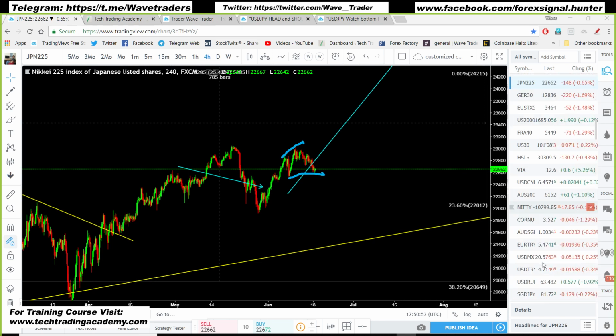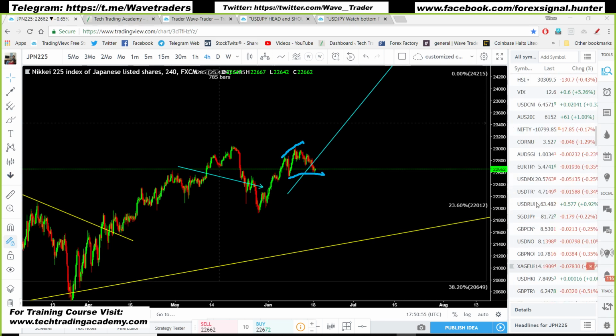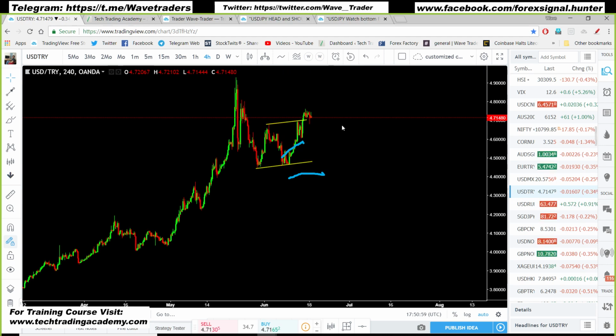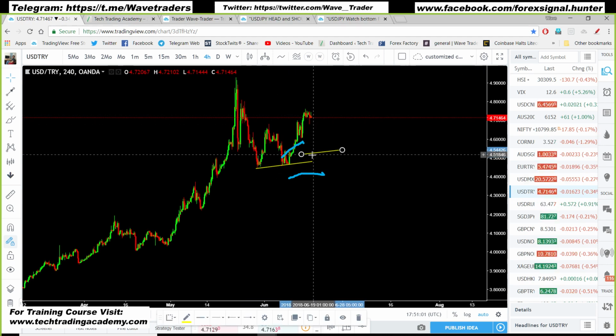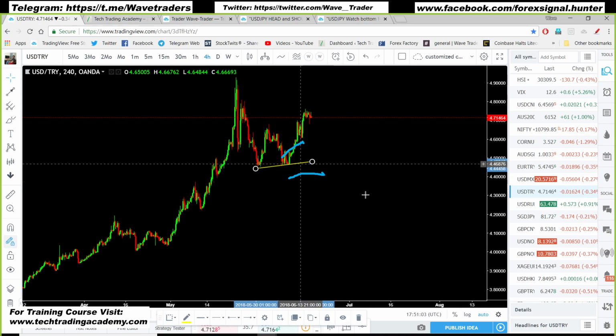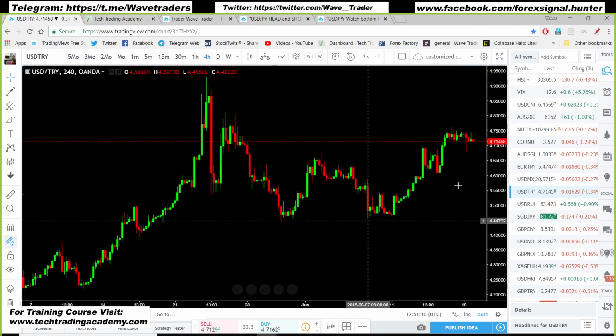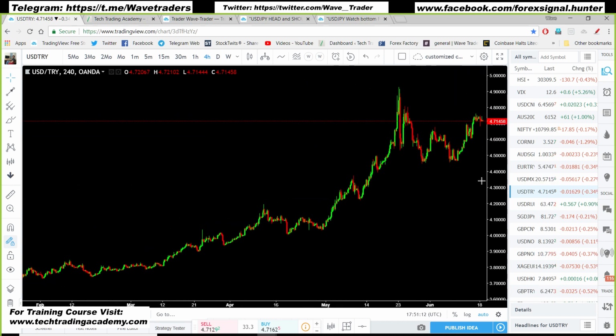And let's look at the cryptocurrency. Dollar Turkish lira is just going up. What I have shown you, a buy setup on the dollar Turkish lira, it's just going up. If you are in that trade, watch it to continue for more upside.